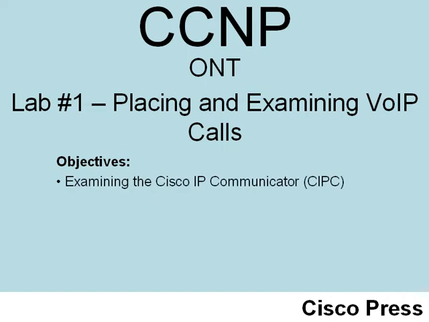At the beginning of this lab, we're going to examine some of the properties of a Cisco IP Communicator, and then we're going to place a phone call over to a hardware IP phone, a Cisco 7940 IP phone. And that very first phone call is going to be placed using the G.711 codec. Codec stands for coder decoder. It's the way we represent audio inside of our IP packets.